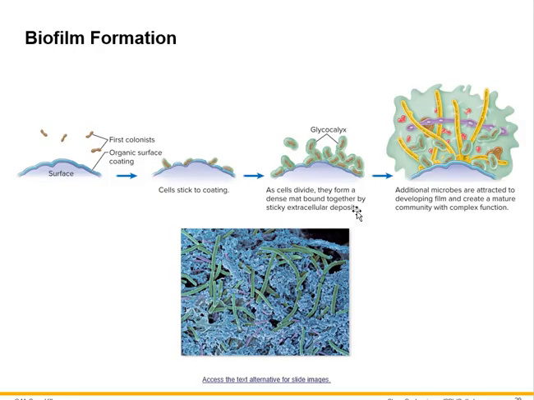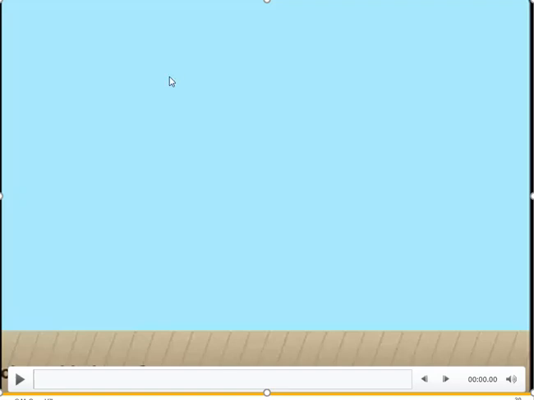So here you can see the surface, and you've got the first colonists, and they're able to fuse their glycocalyx together to form this exopolymer, and then they get channels, with some areas that are aerobic and some areas that are anaerobic, and different kinds of organisms. So here's an animation showing how biofilms form.